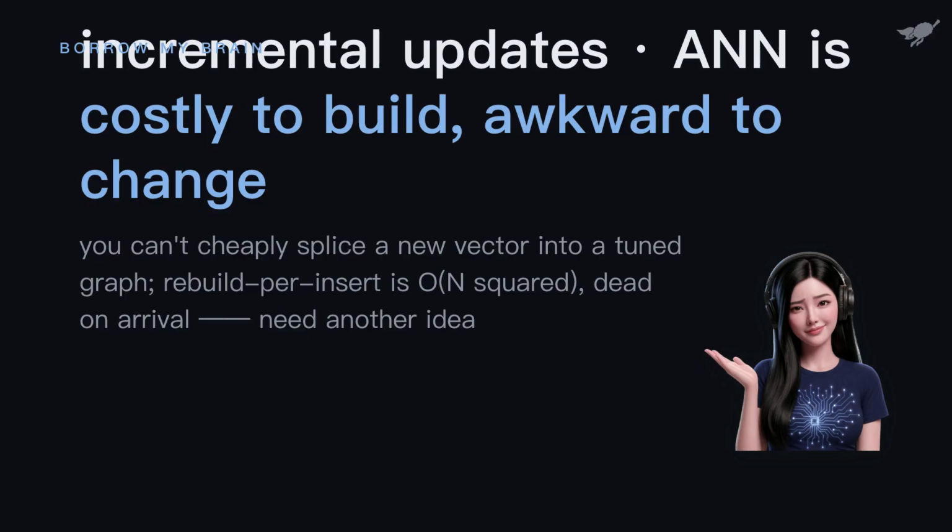Deletes don't touch the graph either. You write a tombstone marker and filter it out at query time. Otherwise, plucking a point out of an HNSW graph would tear the neighbor links apart.